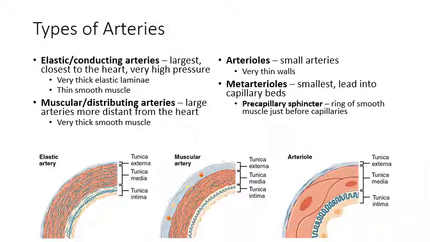Metarterioles have what's called a precapillary sphincter at the end of them, just before they branch into capillaries, which is just a ring of smooth muscle going around the artery that can contract to regulate how blood is flowing through that capillary bed. So the body can actually restrict blood from entering a particular capillary bed by contracting those precapillary sphincters on the metarterioles that lead into that capillary bed, which is very useful for regulating blood flow throughout the body. That way, for instance, if you're cold, then you can prevent blood from flowing through the skin.